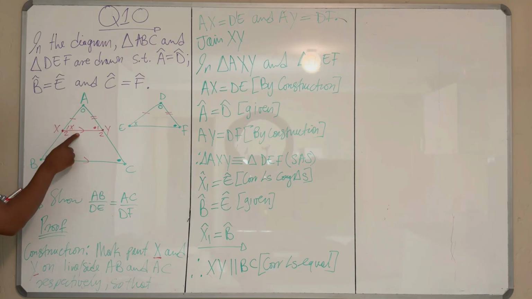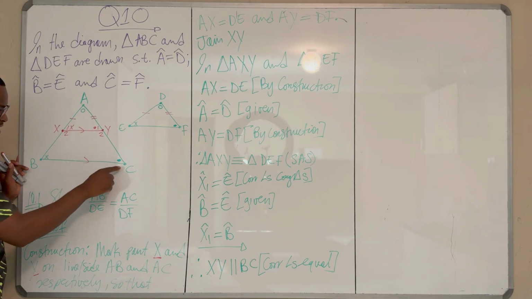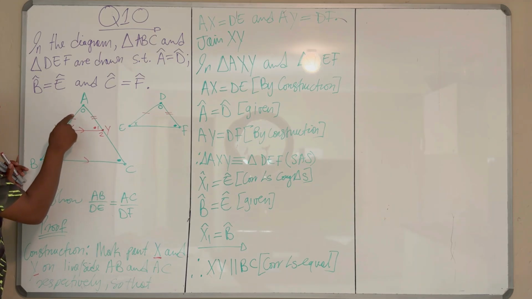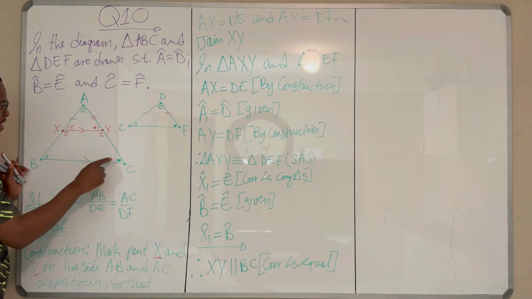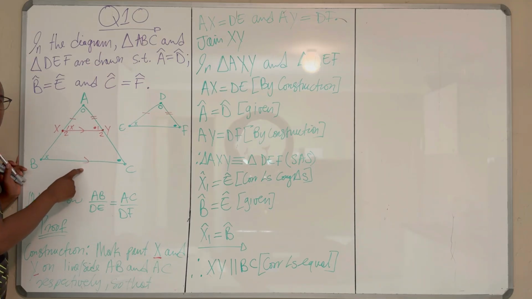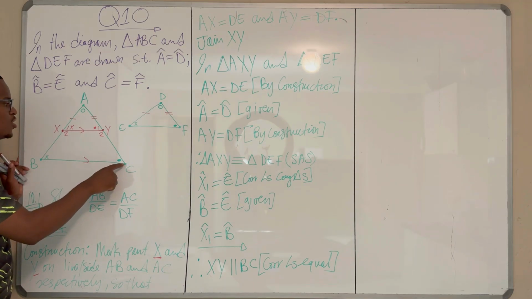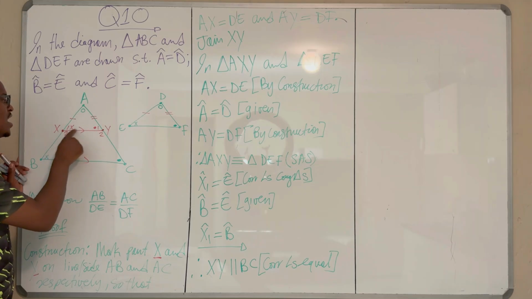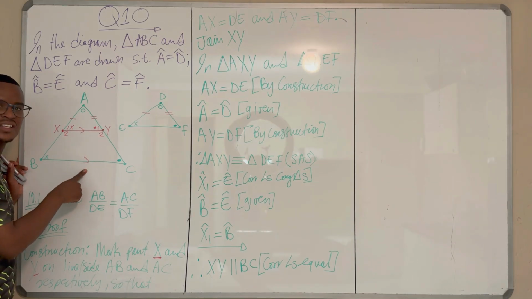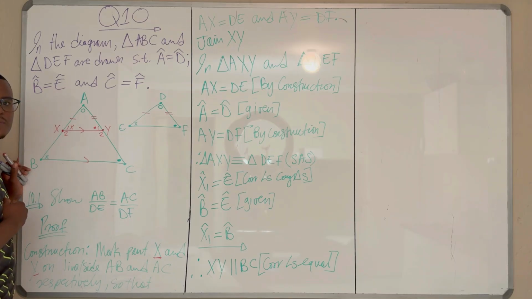Since these two are parallel now, let's look at triangle AXY and triangle ABC. You can see that triangle ABC is divided by XY, which is parallel to the third side. What does that mean? You might remember your proportionality theorem. It says that if a triangle ABC is divided by a line segment XY that is parallel to the third side, then it will divide the two sides proportionally, at the same ratio.